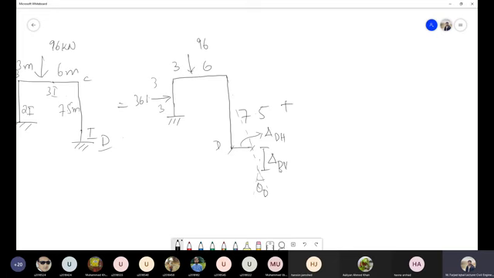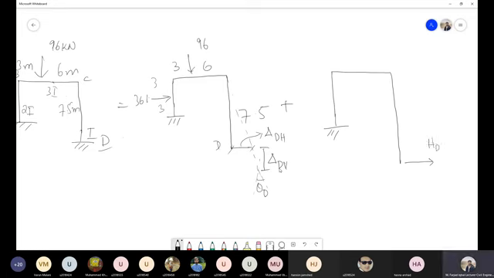Then we will again have our first redundant structure, because in this case we have removed 3 reactions, so we have to apply all these 3 reactions at this particular joint D separately and then write the compatibility equation. So in the first case we will apply the horizontal reaction, let's call this HD.